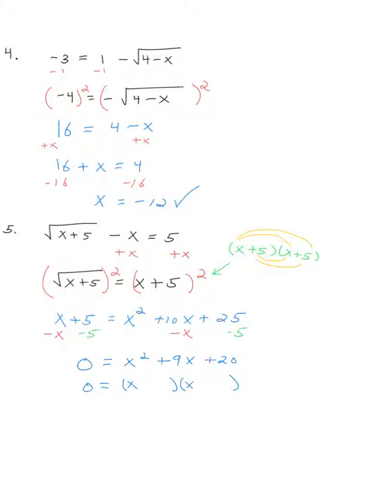Okay, I need two numbers that multiply to 20 yet add to 9. That's got to be 4 and 5. And this means the two solutions are negative 4. Negative 4, when placed here, makes the factor equal 0. And likewise, x equals negative 5.